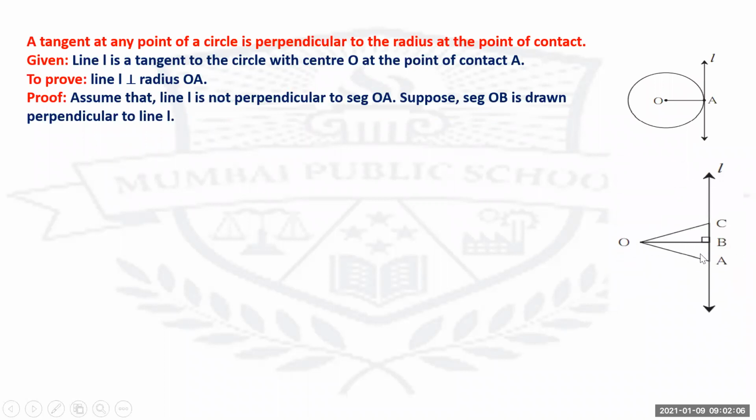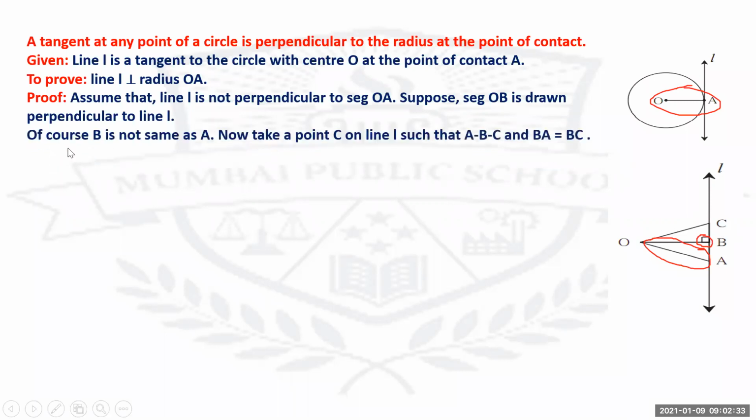Understand this. OA was the original line here, but here you have drawn OB. Is this clear? OA was the original line in this, but you are assuming that OB is perpendicular. Of course, B is not the same as E. So B is not the same point as E.